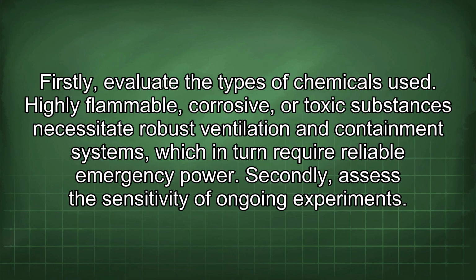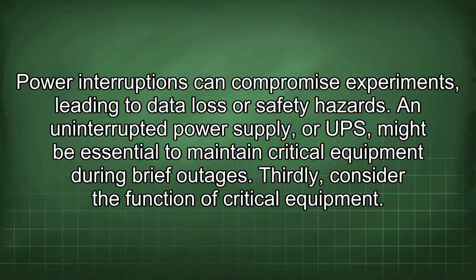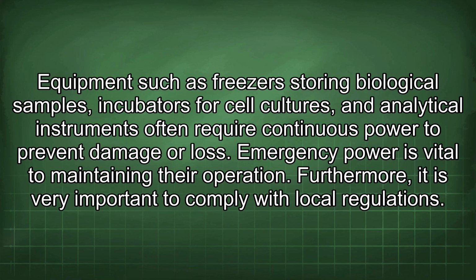Secondly, assess the sensitivity of ongoing experiments. Power interruptions can compromise experiments, leading to data loss or safety hazards. An uninterrupted power supply, or UPS, might be essential to maintain critical equipment during brief outages. Thirdly, consider the function of critical equipment. Equipment such as freezers storing biological samples, incubators for cell cultures, and analytical instruments often require continuous power to prevent damage or loss. Emergency power is vital to maintaining their operation.